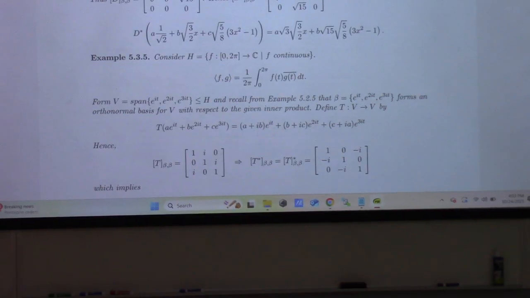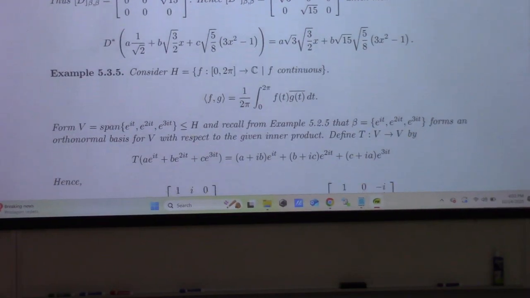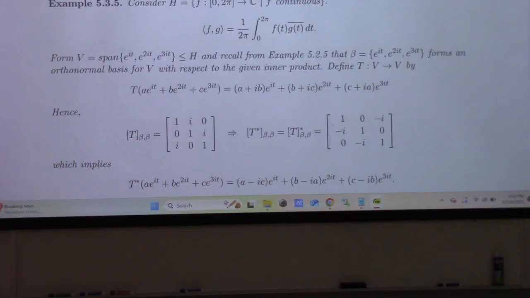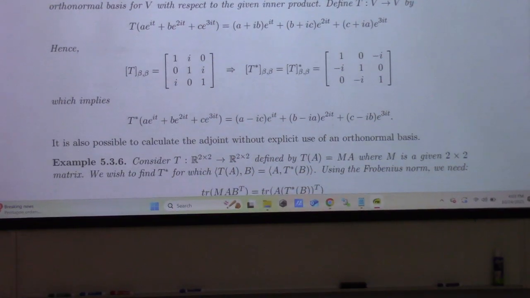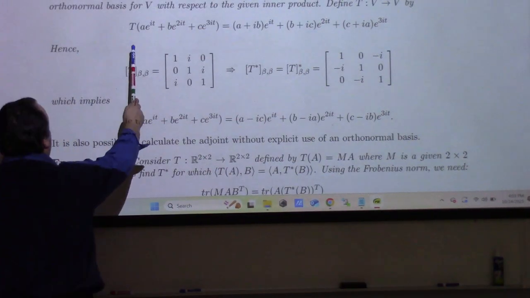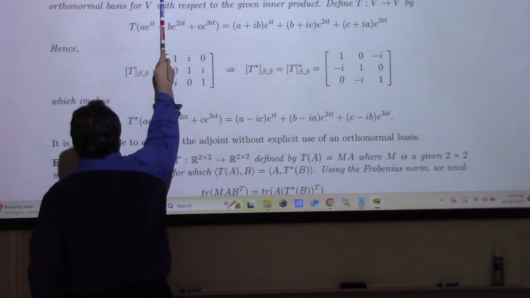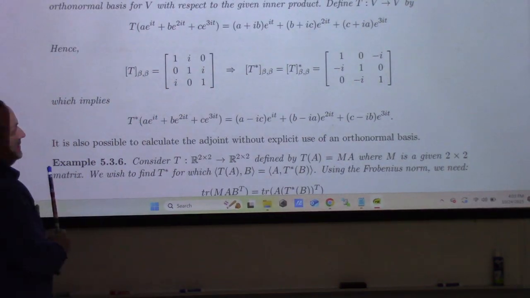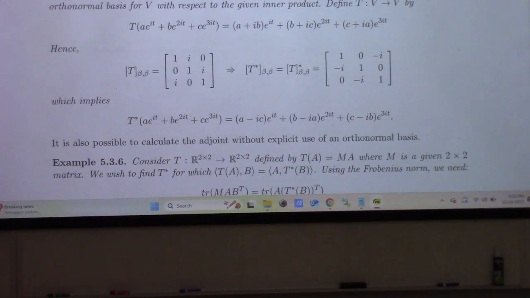I'm looking at that inner product space we called H, which is the set of complex valued continuous functions from 0 to 2π to C, right? And this one here, what I did was I looked at a particular subspace of that infinite dimensional space spanned by e to the it, e to the 2it, e to the 3it, right? That gives me a three-dimensional subspace. And in fact, that's an orthonormal basis, all right?